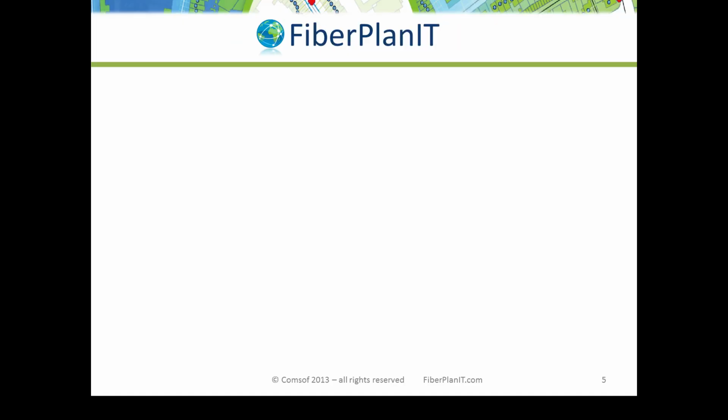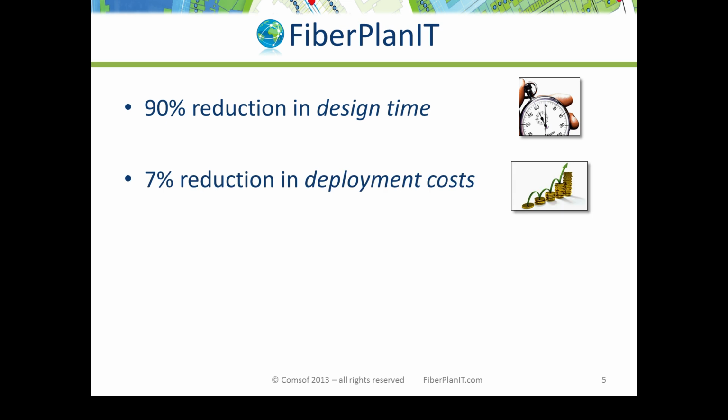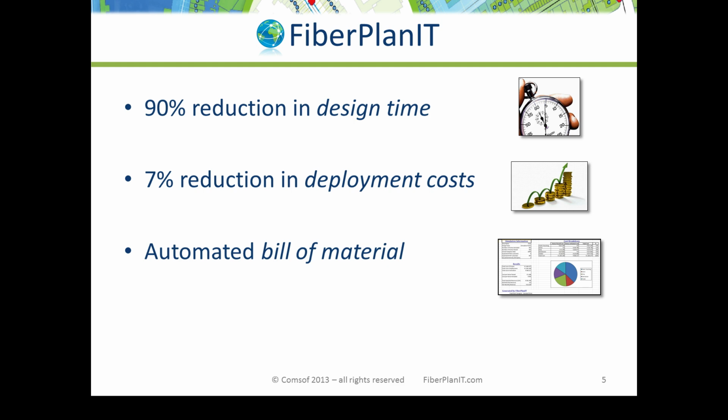So, with the FiberPlanIT Designer, it becomes very easy to create a fiber to the home design. If you compare it to a manual design, we can see that we have a 90% reduction in design time. We also notice that we have a 7% reduction in the total deployment cost of a fiber to the home network, as our software is an optimization software, reducing the total cost of the network rollout. And it also generates a bill of material fully automatically.